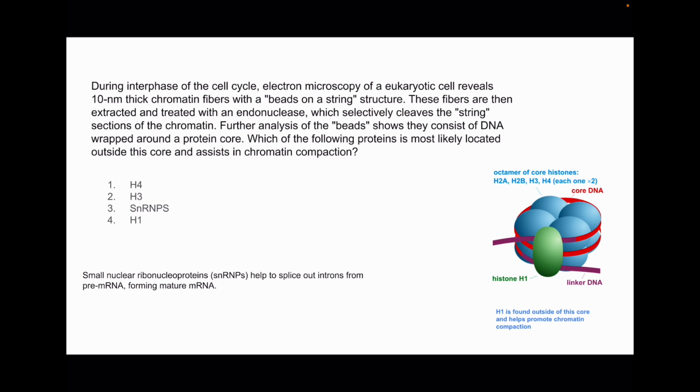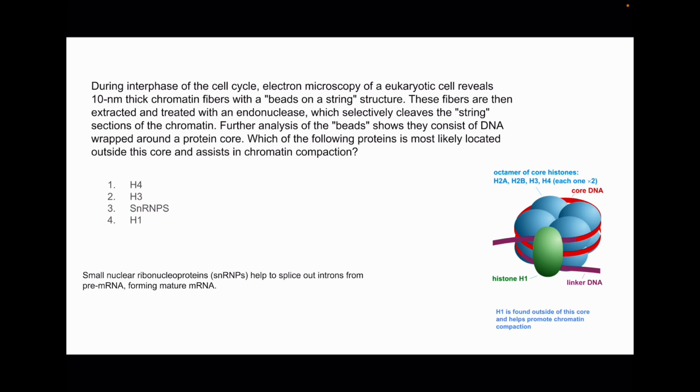You can see the image on the right lower side of the screen. The octamer of core histones consists of H2A, H2B, H3, H4. There are 4 of them on top and 4 of them on the bottom. Histone 1 is like a clip that is closing this octamer, like a little bow on a present, and it is found outside of this core and it helps promote chromatin compaction. The fact that this histone H1 is green in color should also help you form a memory of this: all the blue ones are inside and the green one is outside.